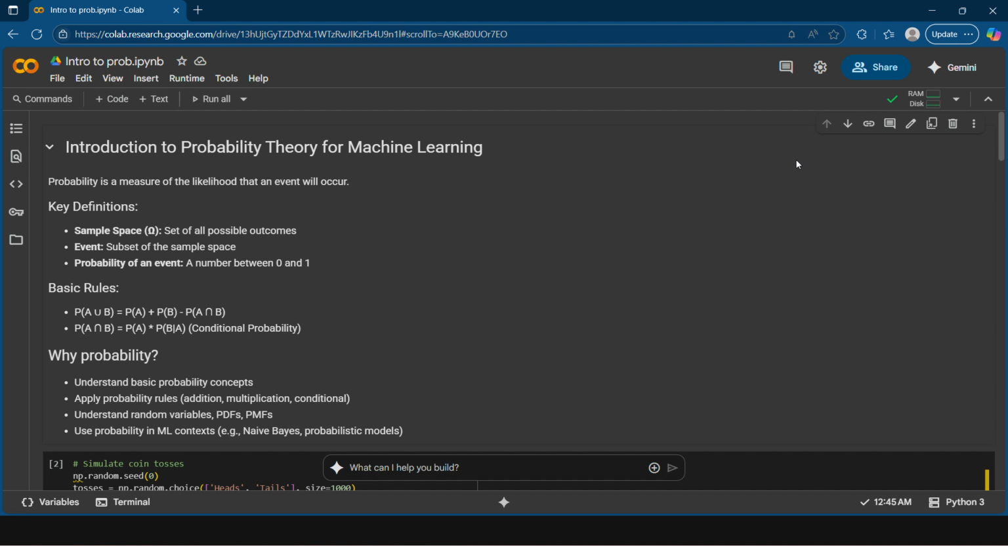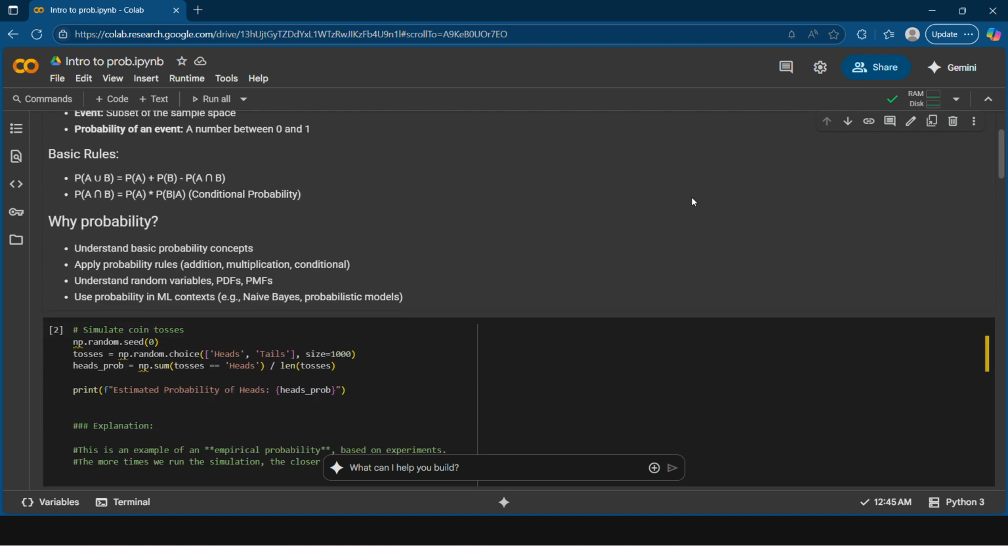As I said before, there are the basic rules, the addition and the multiplication rule. In the addition rule, the probability of A or B is the sum of their individual probabilities. The probability of both A and B happening comes under the multiplication rule, which acts under conditional probability. I already said why we study probability: to understand basic concepts, apply the rules like addition, multiplication, and conditionality, understand random variables like PDFs and PMFs, and use probability in an ML context. So this is why probability is used.